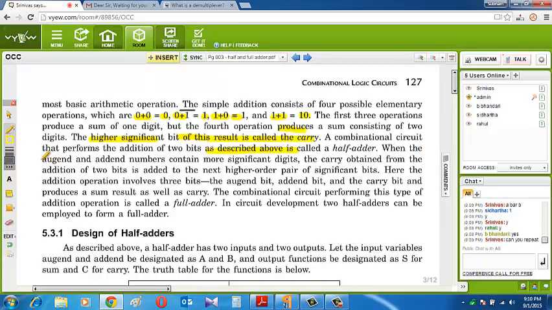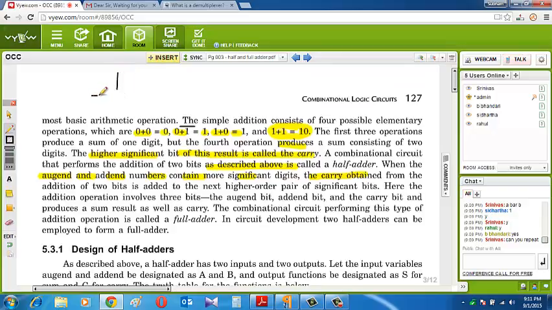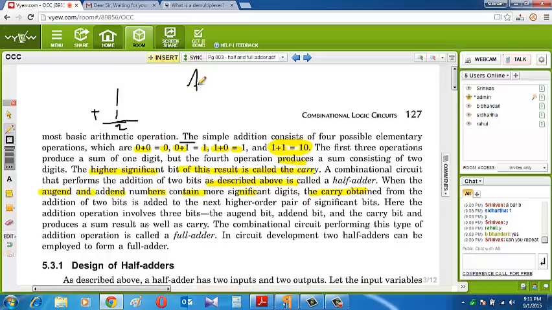When the augend and addend numbers contain more significant digits, like the last one, we add two single digits but the answer is two digits. In that case, the carry obtained from the addition of 2 bits is added to the next higher bit pair of significant bits. Suppose 1 plus 1 in decimal, it will be 2. But if we add 7 plus 7, then it will return 14. If you have a single digit representation, it will show 4. But this 1 is a carry.